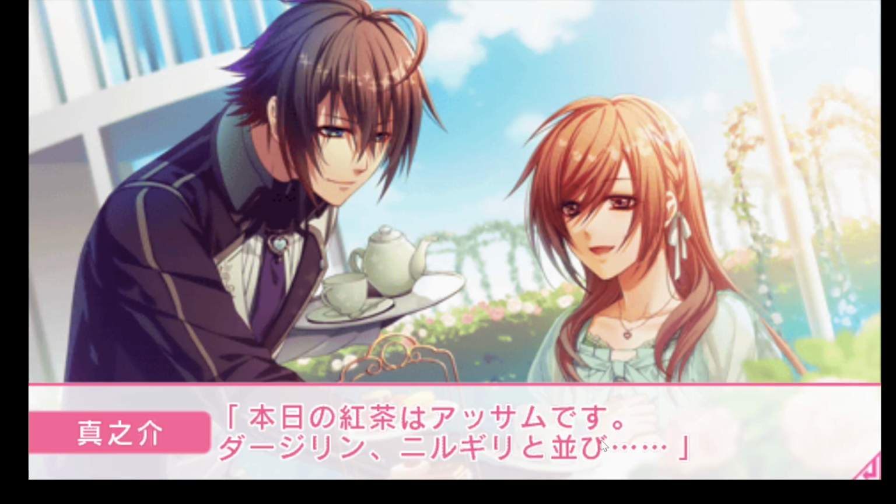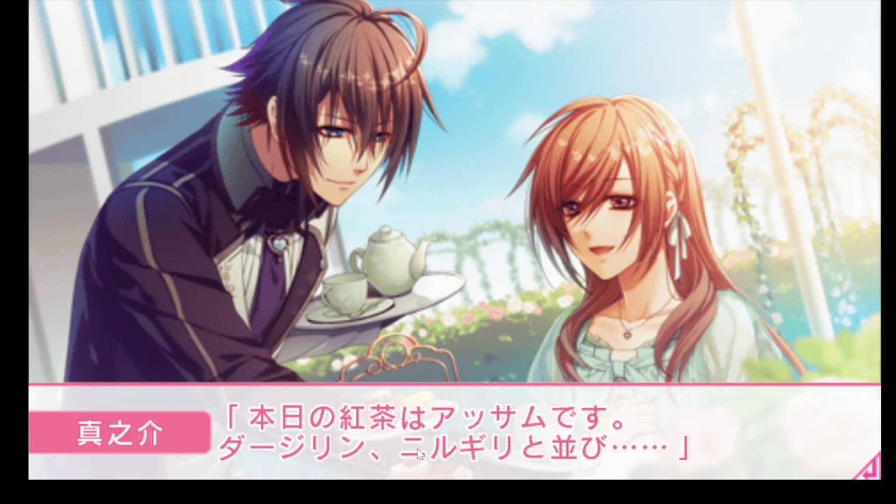Narabi. So this is not hi, but with a dakuten. What is Narabi? It comes from the verb narabu. It's actually a conjugation. Narabu is like to align something with other things. It's like he's saying it's very similar to Darjeeling and Nilgiri. Assam is close to Darjeeling and Nilgiri.